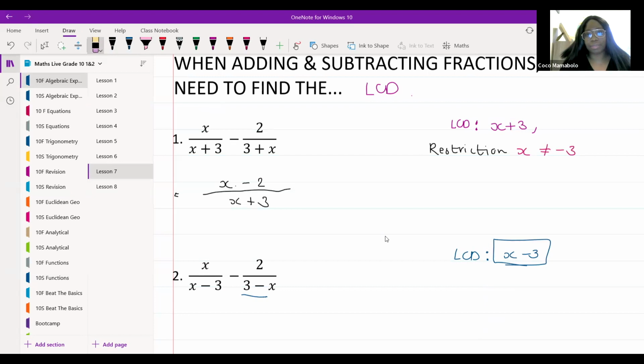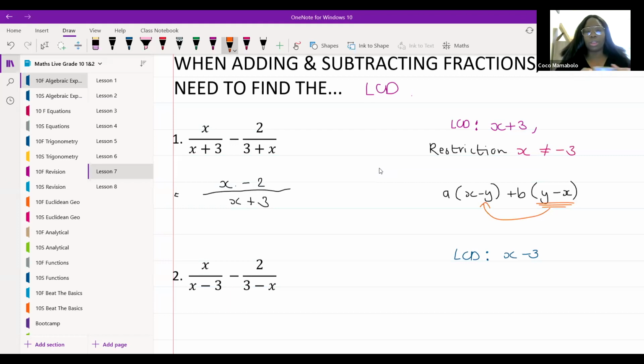Am I making sense? However, we have learned a rule. Do you guys remember when we were doing common brackets? If I gave you a sum like this and I said factorize, if I said a, and then in brackets I had x minus y plus b, and then in brackets I had y minus x. I can do something in maths to the second bracket to make it look like that one. Who remembers what that is? What can we do?